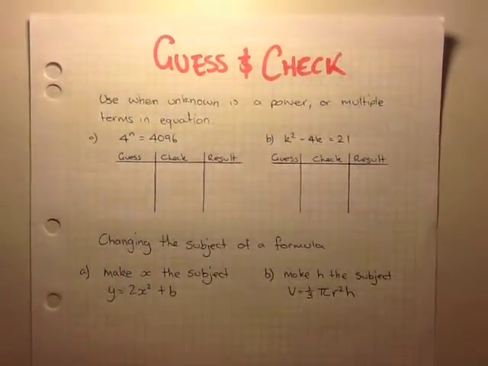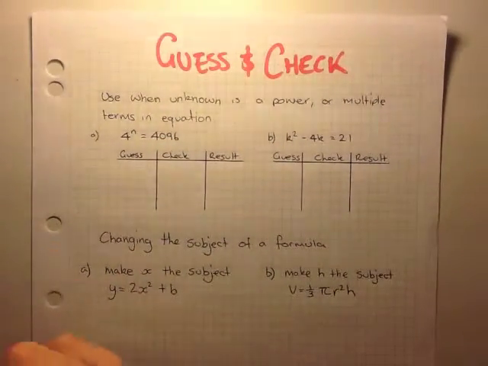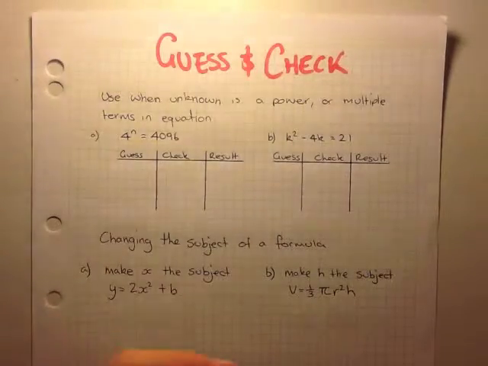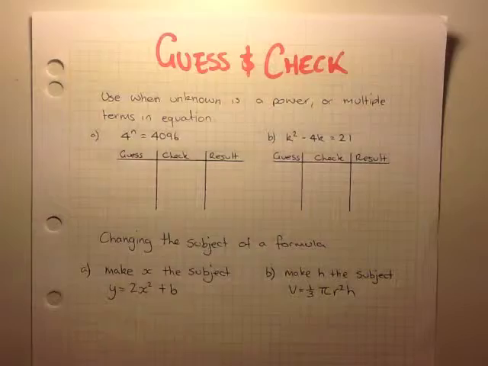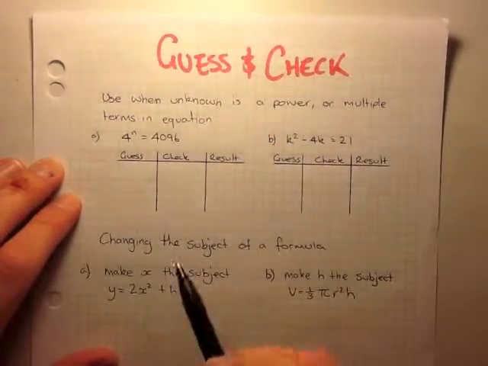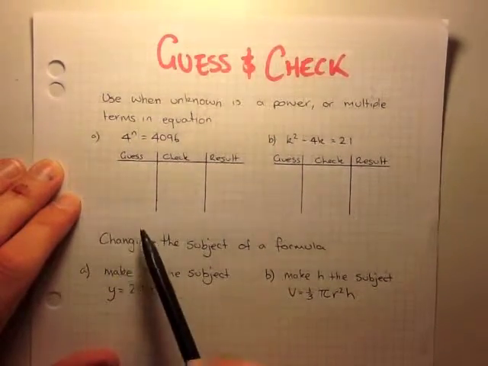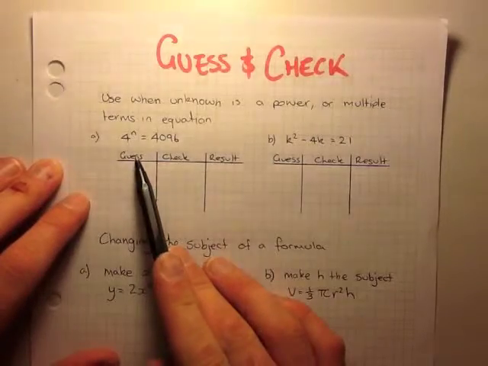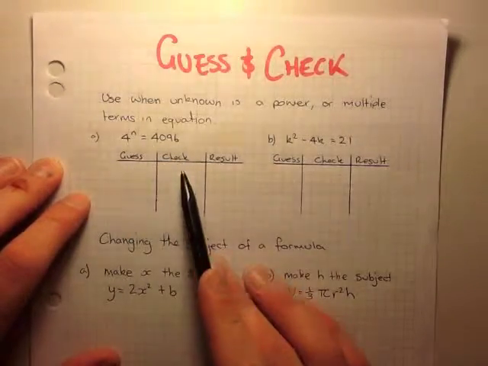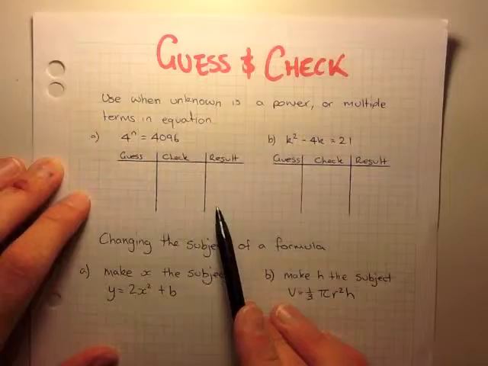Sometimes when we're asked to solve a formula, the unknown is a power, or the unknown can appear multiple times within that equation. The easiest way for us to solve those equations is to use a guess and check method. There are other algebraic ways, but they're a little bit complicated, where guess and check is nice and easy. To do guess and check, the best way is to draw yourself up a table where you have your guess, when you check the answer, and you figure out your result.